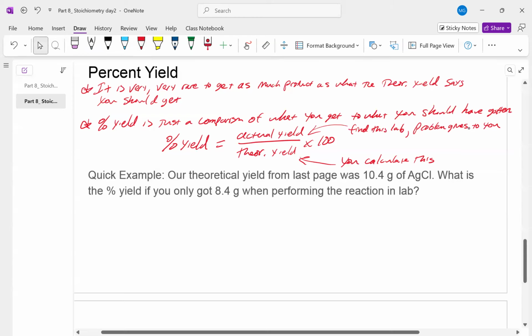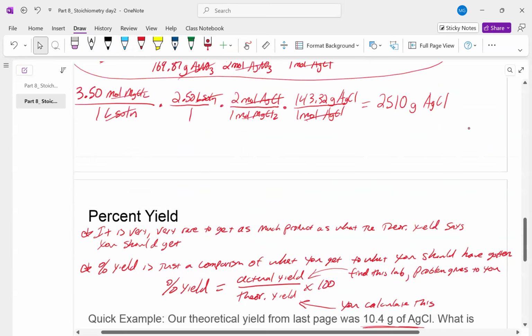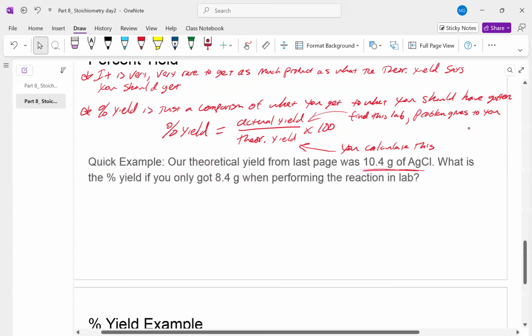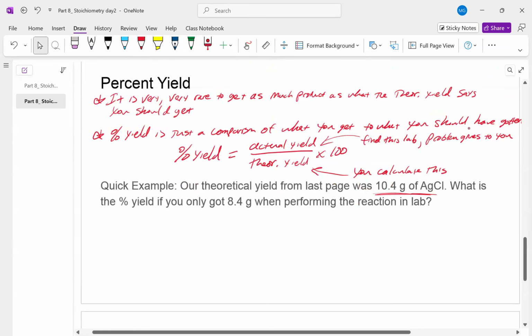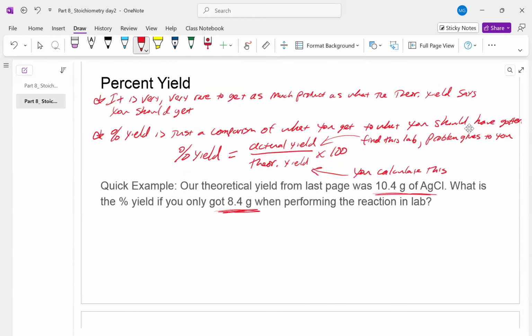So just to do a quick example, and then we'll go a little more in depth. On our last example, we found that our theoretical yield was 10.4 grams of silver chloride. So based on this problem, we could make at most 10.4 grams of silver chloride. Now we go into the lab, do the reaction, and at the end of the day, we weigh out only 8.4 grams of silver chloride. So what's our percent yield?